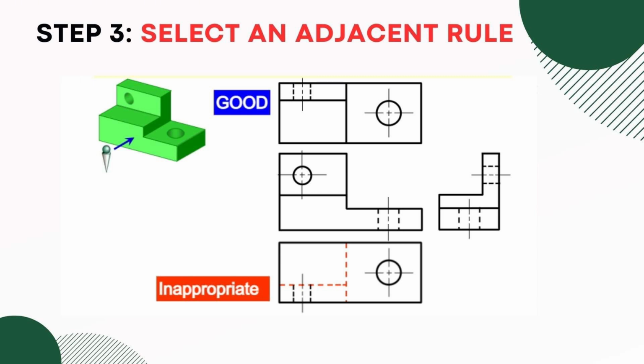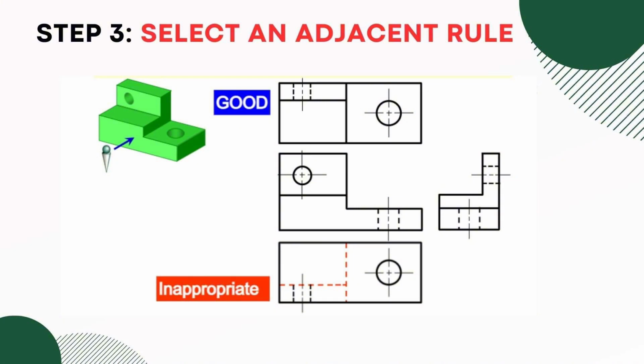Here, you can see from the left side, this is the left side view. When you see from the left side, this intersection will be hidden. So here, that is shown with a dashed line. So this left side view is inappropriate. So this right side view is much better.